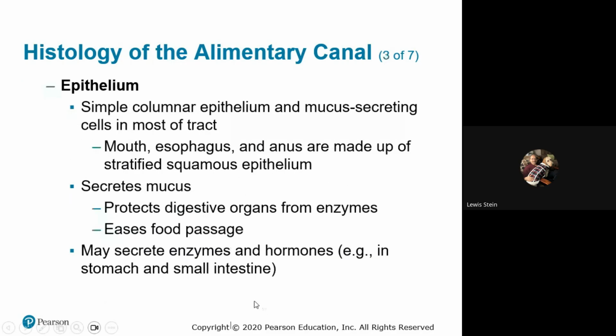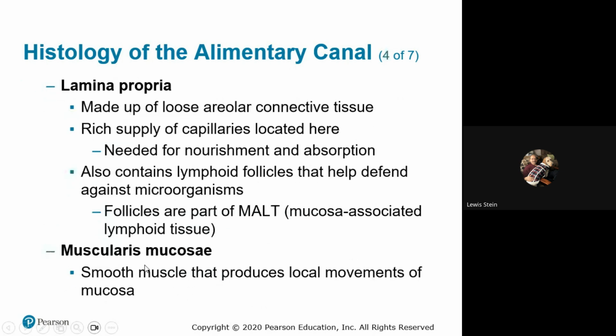And so you'll see all of those. The epithelium, simple columnar, goblet cells, most of the way; mouth, esophagus, and anus are made up of stratified squamous. Mucus varies in the areas. Sometimes it's laced with, you'll see in the stomach, it's an alkaline mucus because of all the acidity. It helps to set up the barrier. It eases food; it's a lubricant. It secretes enzymes and hormones, particularly in the stomach and small intestine. Again, it's more physiology. I want to identify the structures.